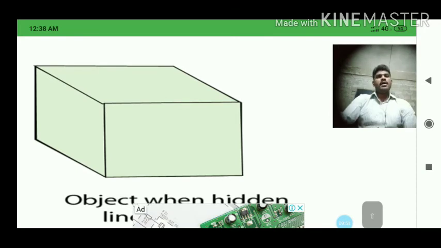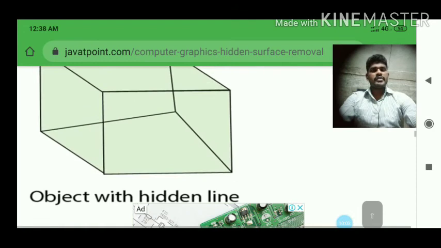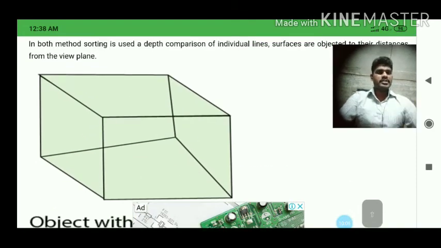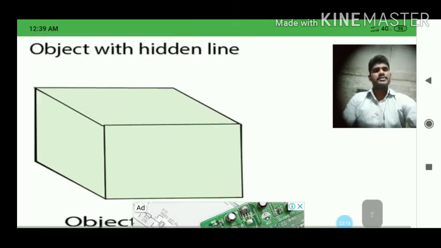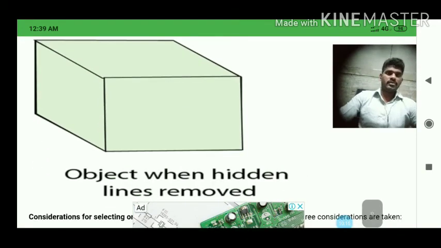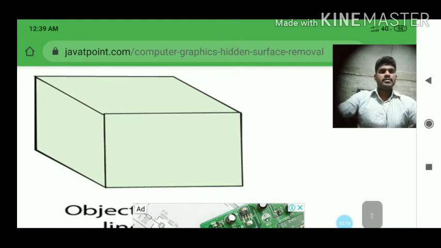And how will you do this operation? Hidden surface removal or visual surface detection, both are the same. We have seen the example, a live example and one figuratively. One cube is there, inside many lines are there. These are the hidden lines. Just removing the hidden lines gives the new lines for that object. This process is called hidden surface removal.